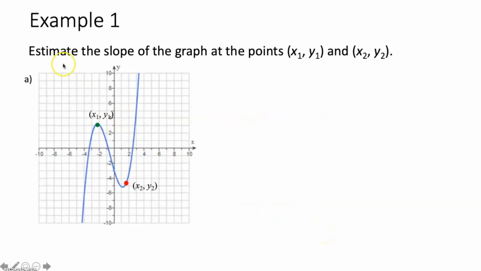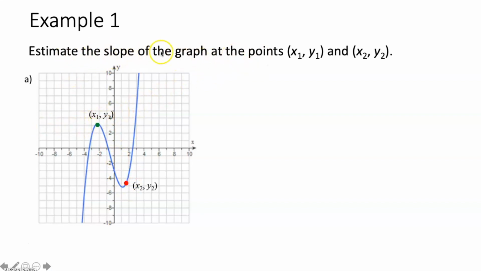Example time! Example 1 says estimate the slope of the graph at the points x sub 1 comma y sub 1 and x sub 2 comma y sub 2. So here we have our blue function, and we have 2 points, x sub 1 comma y sub 1 and x sub 2 comma y sub 2. And we want to estimate the slope of the graph at these points. So here we're just estimating.